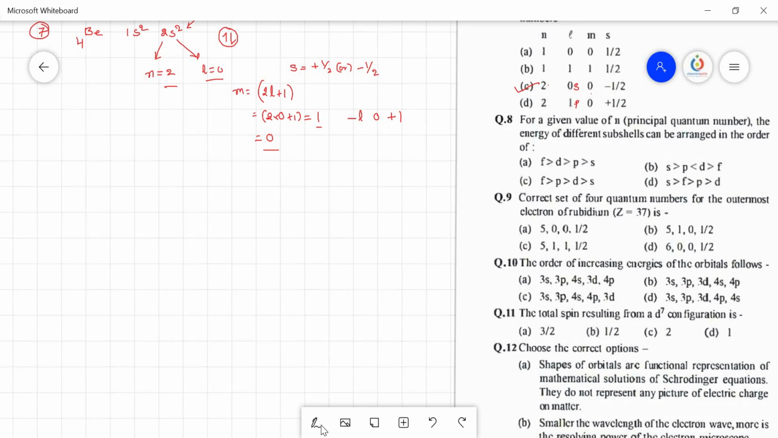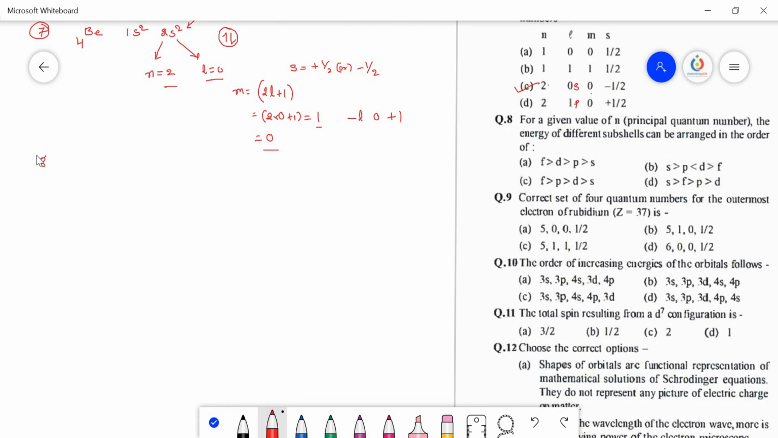Question number 8. For a given value of n, the principal quantum number, the energy of different subshells can be arranged in the order of. So for any particular shell, F orbital energy is more than the D orbital, which is more than the P orbital, which is more than the S orbital, because S orbital is close to the nucleus. Next P orbital comes, next D orbital comes, next F orbital comes. When you go away from the nucleus, the energy of the orbit and orbital both increases. So option A is correct.